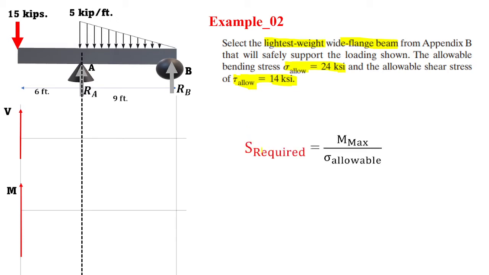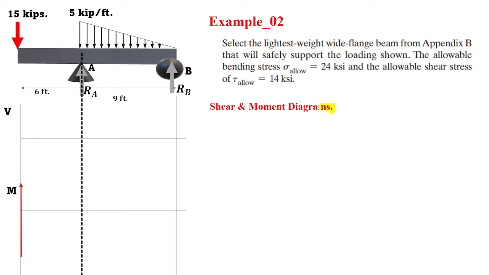In such a problem, we do need the section modulus, which is M maximum over sigma allowable, which is provided in the problem statement. For the maximum moment, we need to go through the shear and moment diagram and get the maximum moment possible. To draw the shear and moment diagram, first of all, we need to calculate the reactions at A and B. For doing so, for example, summation of moment about point A, which is here, goes 0.